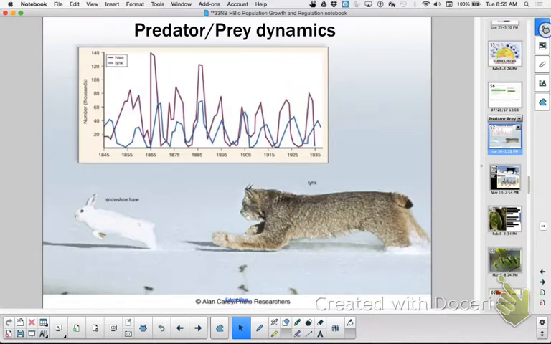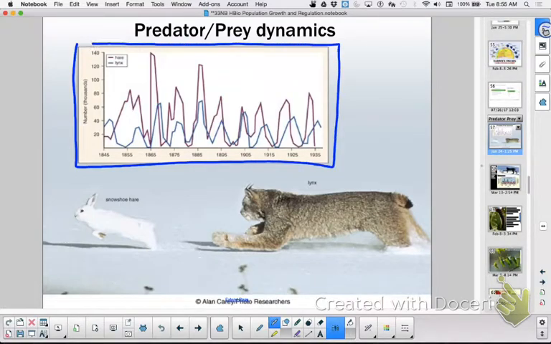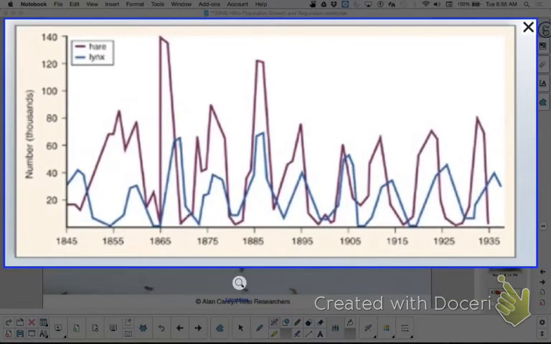We are continuing on in Chapter 33, looking at populations, and we are now discussing predator and prey relationships. Now, if you take a look at that graph right there, I'm going to make it just a little bit bigger. And oldest bio buddy, tell them what's going on in this graph. Go ahead, oldest bio buddy.